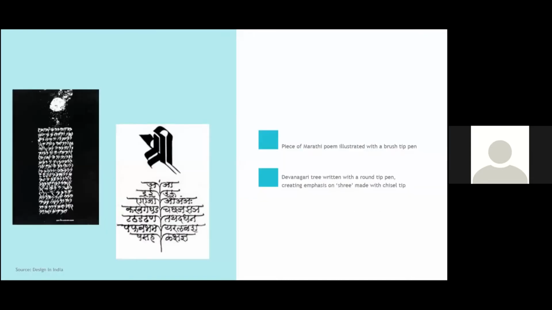So this one is by the late Professor R.K. Joshi, who was an academic type designer and calligrapher at IDC Bombay, whose passion for letter forms left a mark in this field. The two examples: the first one we see is from a piece of Marathi poem by poet Keshavsut, which seems to be written by a brush tip pen, and the next one is a Devanagari tree, which seems to be written with a round tip pen.